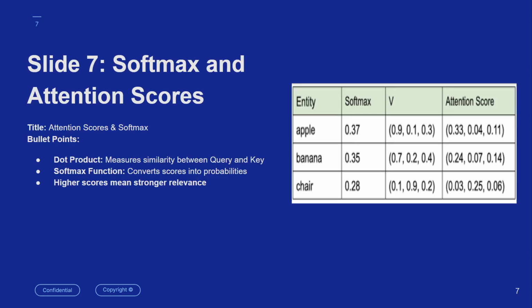Next, we'll be going into softmax and attention scores. The self-attention mechanism relies on a mathematical operation called the dot product to measure the similarity between queries and keys. However, these raw values can range widely, making them difficult to interpret. To solve this, transformers use the softmax function, which converts the values into probabilities between 0 and 1. Higher probabilities indicate stronger relevance, ensuring the model prioritizes the most important words in a sentence.